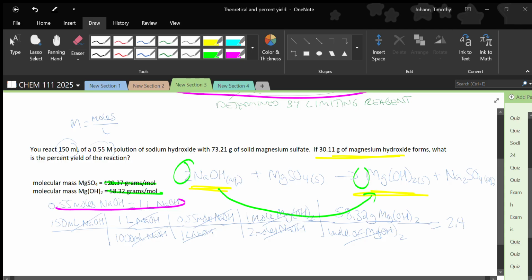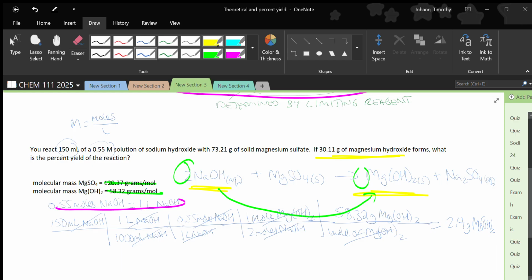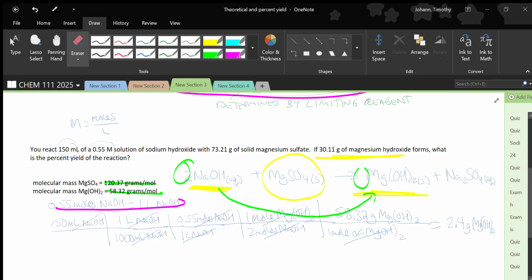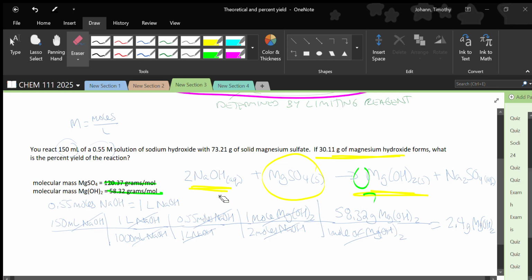And when I look back over my significant figures, I have 2 significant figures as the smallest number I see out there. So 2.4 grams of magnesium hydroxide. All right, so that's how much magnesium hydroxide I would get if all of the sodium hydroxide reacted. So in other words, if the sodium hydroxide reacted with excess magnesium sulfate. I'm going to go ahead here and try to erase a bunch of my marking.